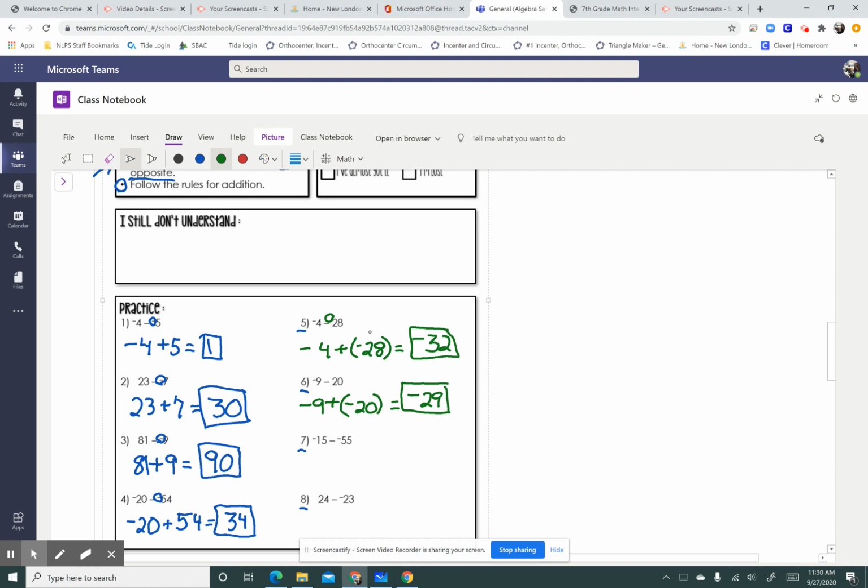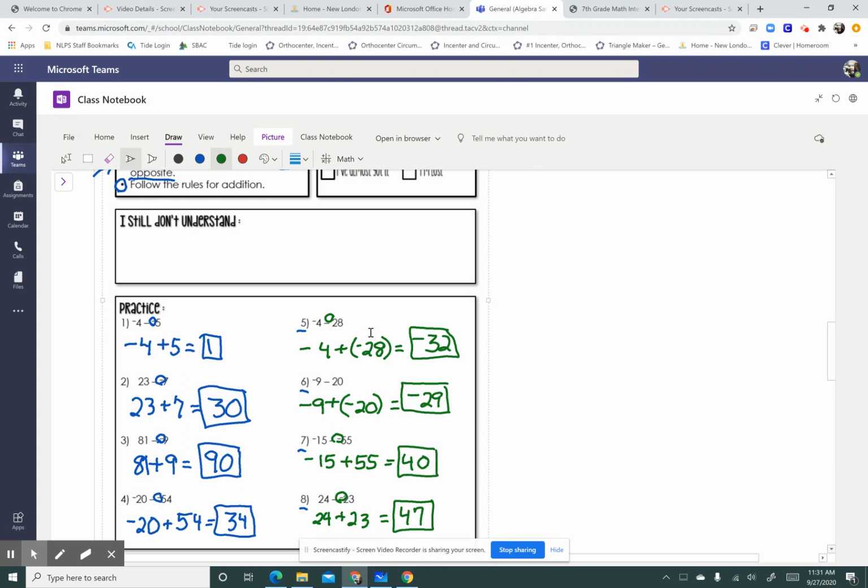Number 7, we have a -15. We'll change the subtraction to addition, and we'll change this negative to a positive. So -15 plus 55 equals 40. And for number 8, we start out with 24. We change the subtraction to addition, and we change the -23 to a +23, which gives us a total of 47.